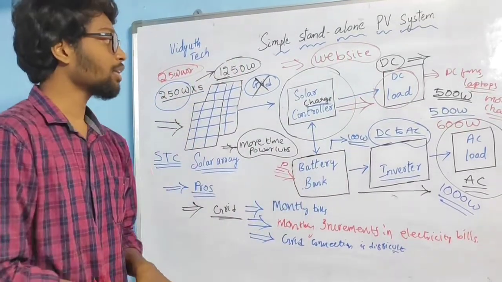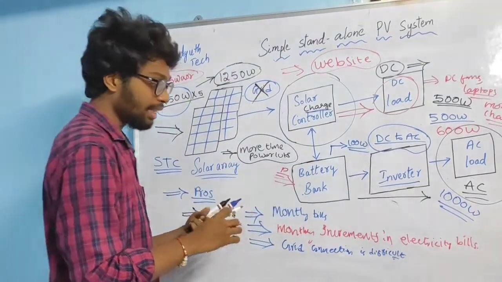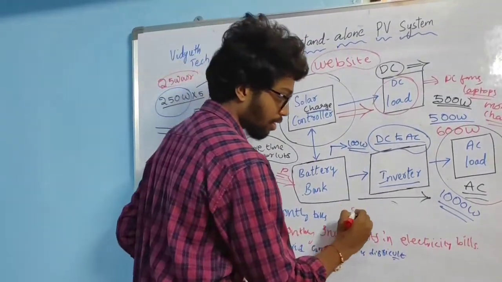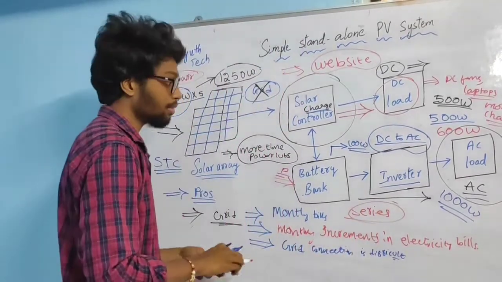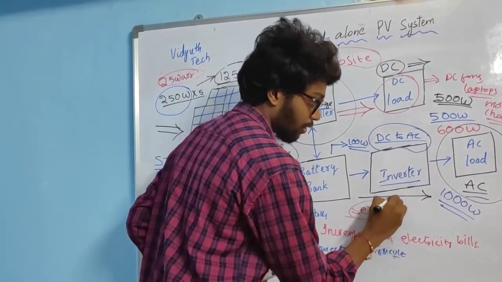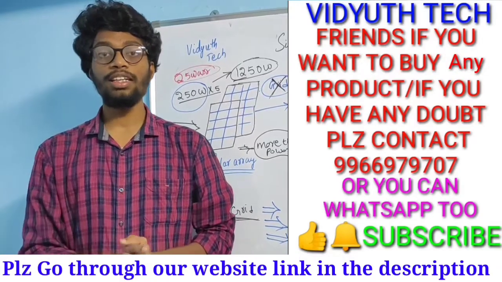Friends, actually for the DC supply and for the AC supply, we have the solar NXG series. In the old model they have given both DC and AC supply for the inverter, the solar inverter NXG.